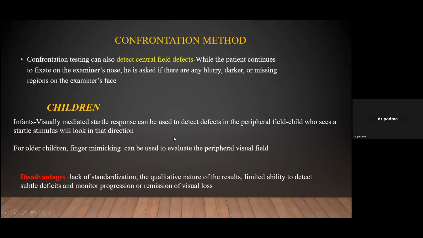So confrontation can also be used to detect central defects, like when the patient fixes on the examiner's nose, he's asked to say if there's any blurry, darker or missing areas on the examiner's face. For confrontation in infants, a startle response can be used. And for older children, finger mimicry, as described earlier, can be used. The disadvantage is lack of standardization, the qualitative nature of the result, limited ability to detect subtle defects, and inability to monitor progression or remission of the field loss.